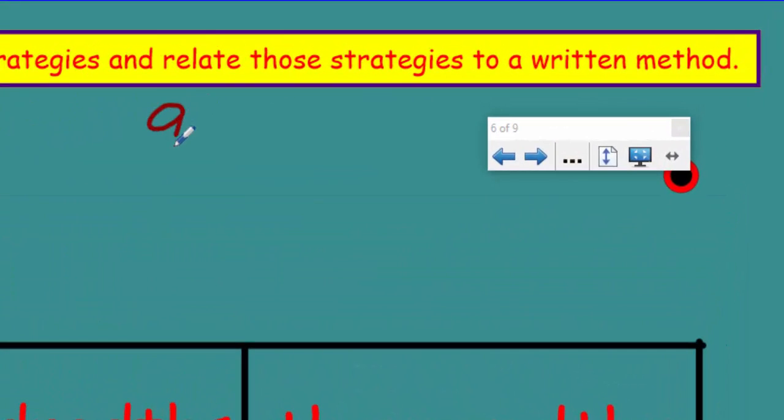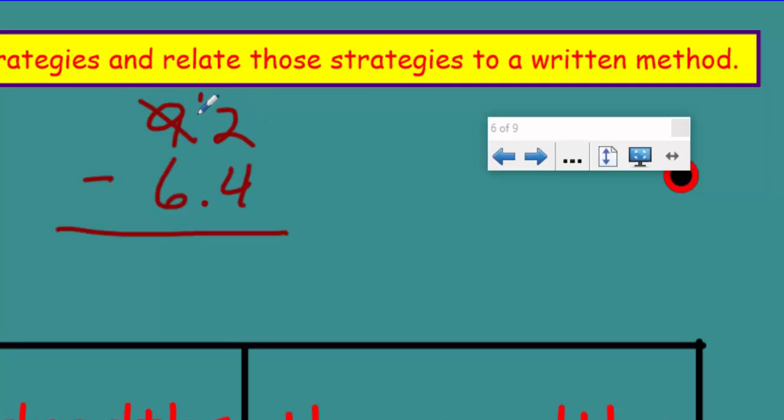So if we have 9 and 2 tenths, here we're going to go ahead and loan 1. That leaves us with 8 over here now. Now the 10 tenths become 12 tenths because we added the 2 onto the 10 tenths. Remember the decimal. Bring it on down. 8 minus 6 is 2. So we're going to put 2 and 8 tenths.